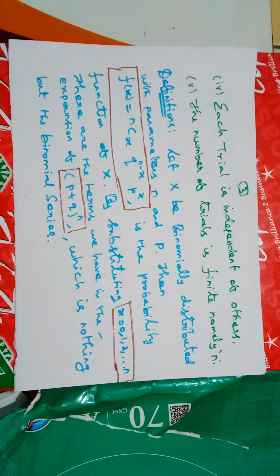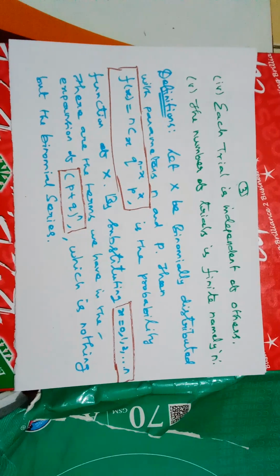Number 4, each trial is independent of the others. Number 5, the number of trials is finite, namely n. Suppose if it is infinity, you know the symbol infinity, isn't it? So these are the 5 properties for Bernoulli trials. Okay, very important. Let's start the definition for binomial distribution.